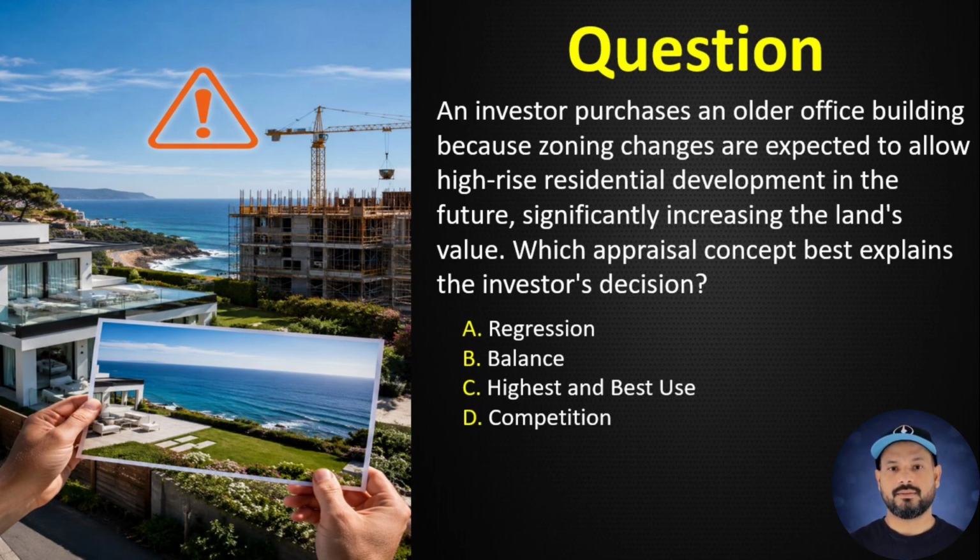Question number 30. An investor purchases an older office building because zoning changes are expected to allow high-rise residential development in the future, significantly increasing the land's value. Which appraisal concept best explains the investor's decision? A. Regression. B. Balance. C. Highest and best use. D. Competition. Correct answer: C. Highest and best use is the legal, physically possible, and financially feasible use producing the greatest value.